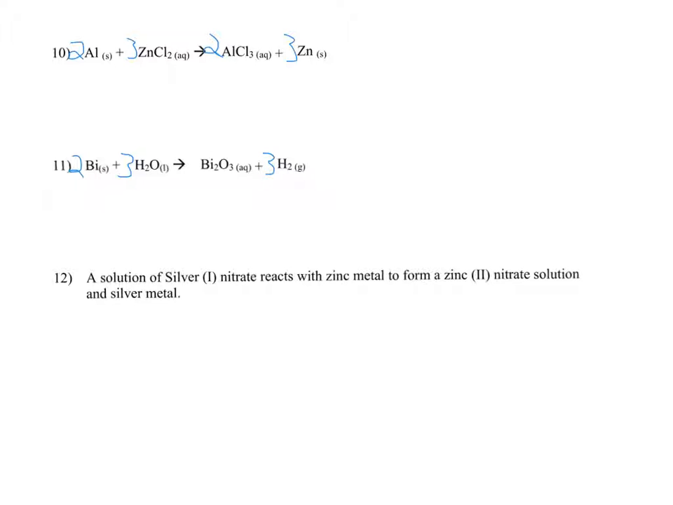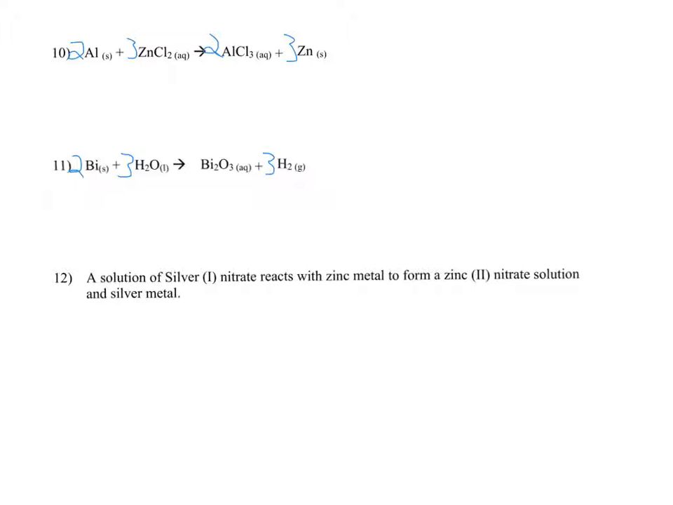Some might ask, well, why isn't there a number in front of the bismuth oxide? And that's mainly because we don't need to have one there. Just because it's balanced doesn't mean it requires a number.